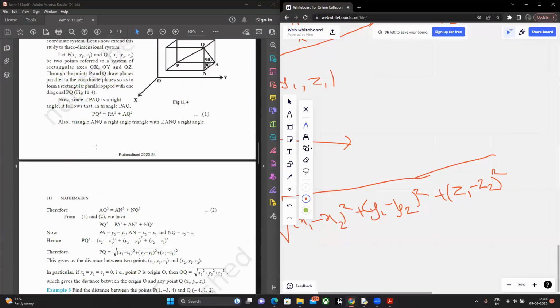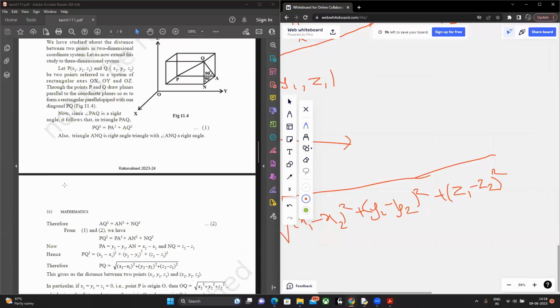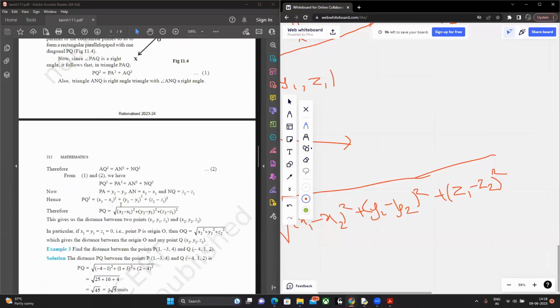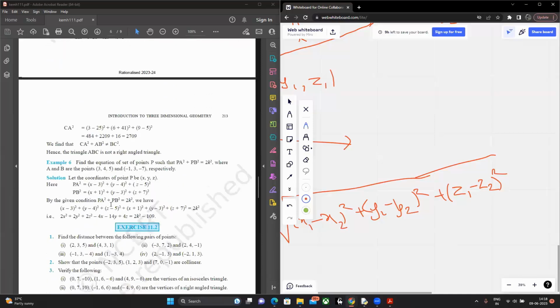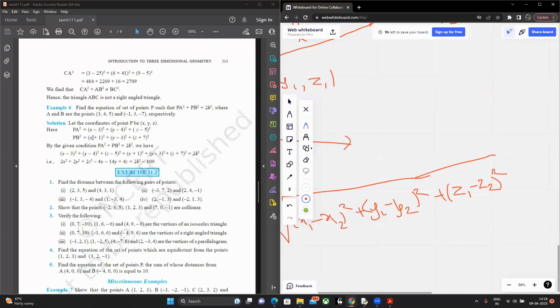Then you have the proof of the whole distance formula, which I'm not interested in. You can just read it at your own pace. It's just a basic application of your Pythagorean theorem. And then you're going to get the distance between 2 points. There's nothing else over here. Look at some of these examples, like example 6, this is going to be pretty interesting.